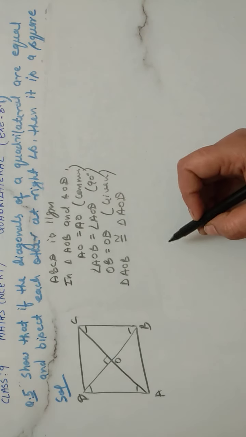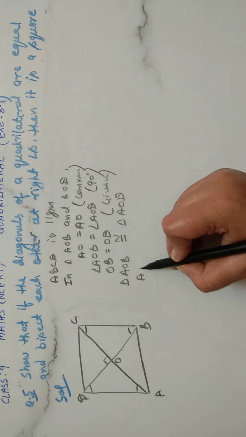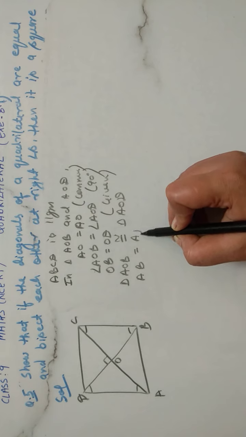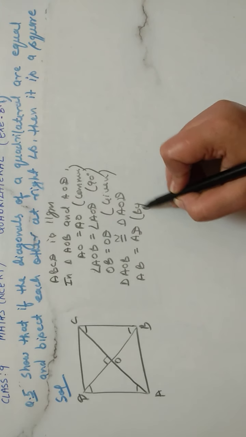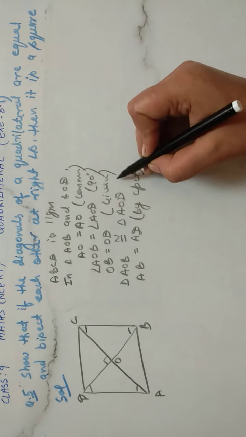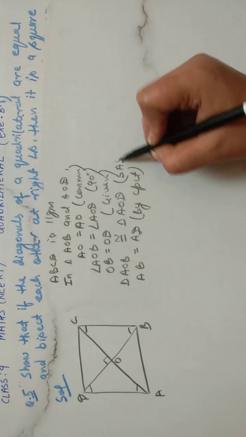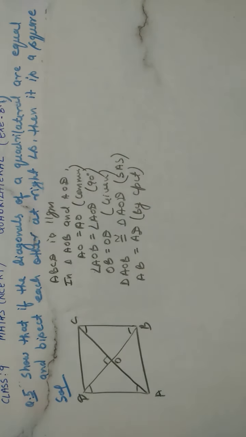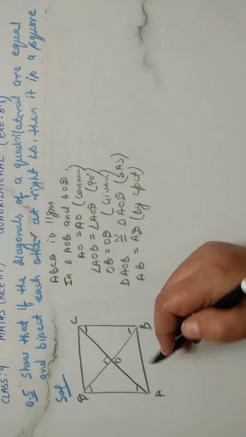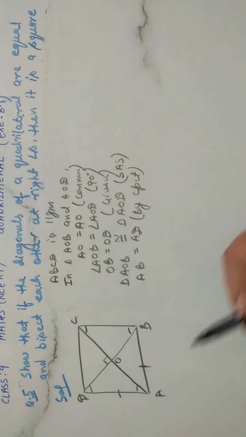So remaining parts are equal. What are the remaining parts? AB is equal to AD by CPCT. And what is the criteria for proving it as congruent? All the things are very compulsory to write. Okay, so these two triangles are congruent, then the remaining parts are equal. Means we have proved that AB is equal to AD.